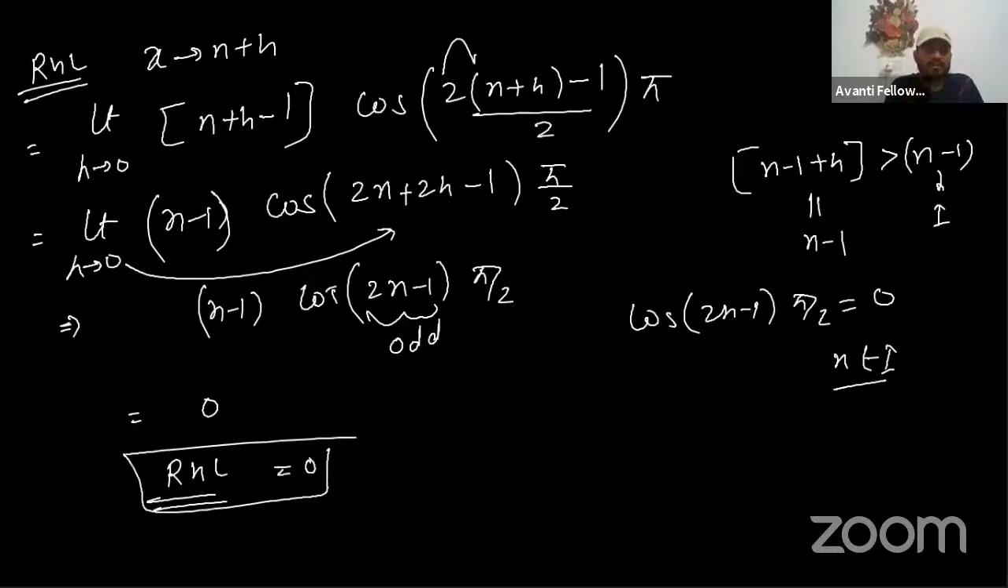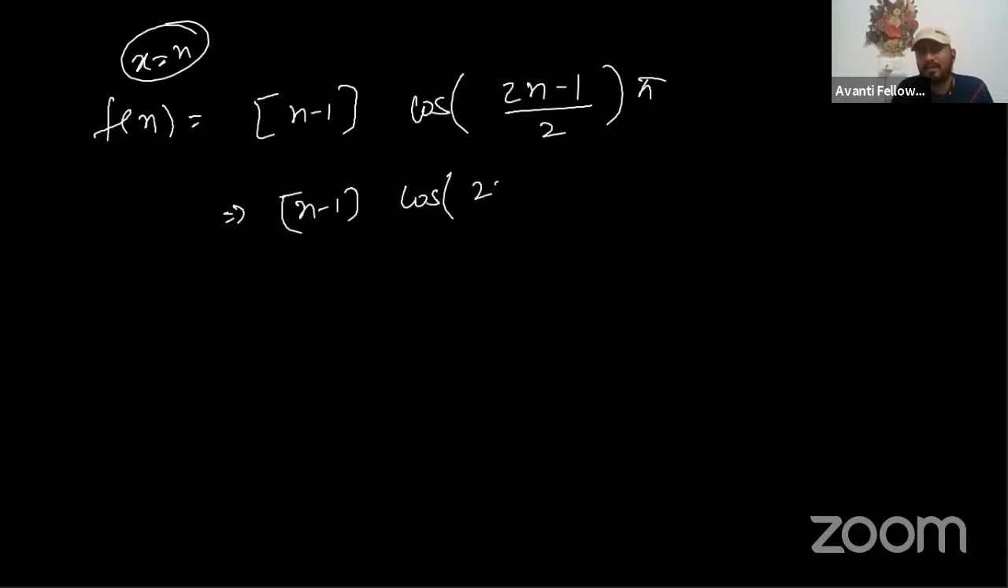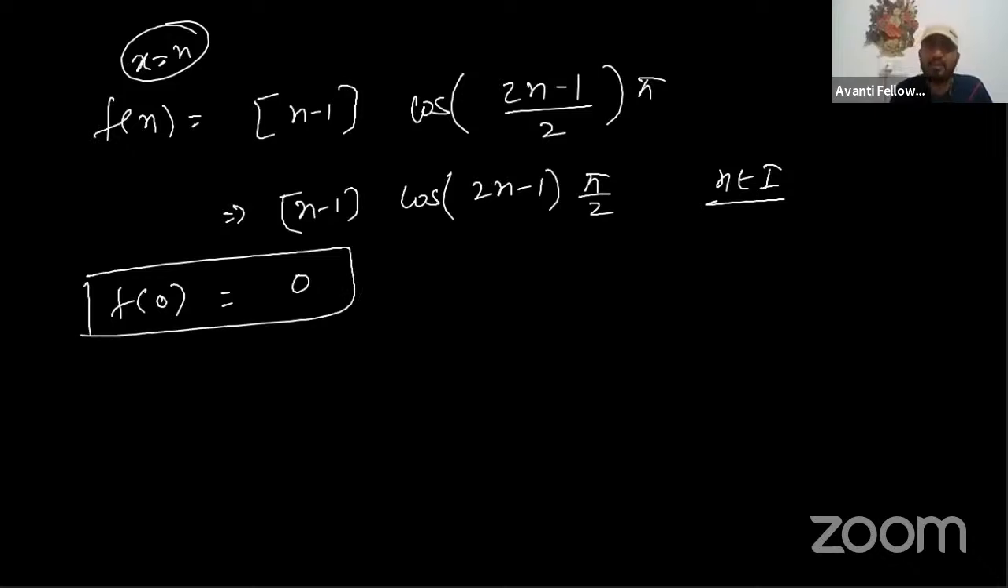Now, what will be the value of the function at an integer? We have to find f of n, the function value at an integer. So this will become n minus 1, because x will be replaced by n, times cos of (2n minus 1) divided by 2 into pi. So this thing becomes (n minus 1) cos (2n minus 1) pi by 2, when n belongs to integers. Again, this will become 0. So this is 0. Now we got three values.